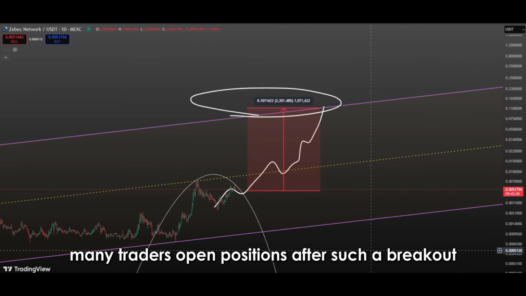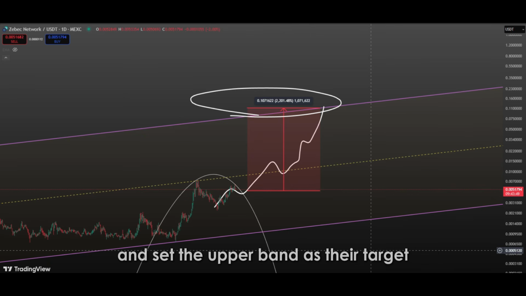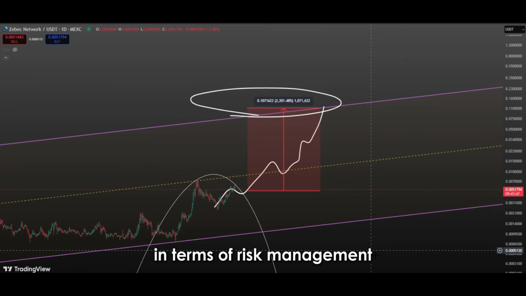Many traders open positions after such a breakout and set the upper band as their target. In terms of risk management, stop-loss levels are typically placed just below the midline. This way, losses are kept to a minimum in the event of a false breakout.